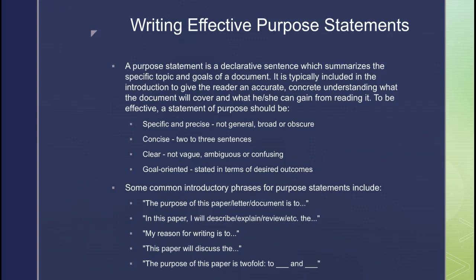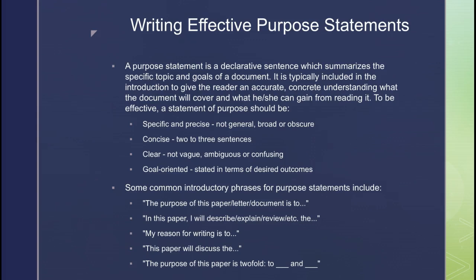In writing an effective purpose statement, you need to utilize declarative sentences within your paragraph that summarize the specific topic and goals of a document. It's included within the introduction section of your proposal to give the reader a more accurate and concrete understanding of what the paper will cover. It's usually the very last paragraph in your introduction section of a proposal. That way the reader can say, okay, they've introduced me to this topic and at the very end they've told me this is what they plan to do. Now I know what to expect for the rest of the paper.